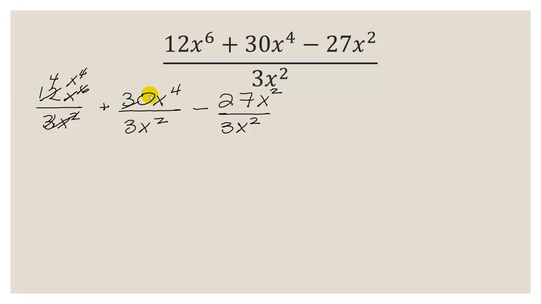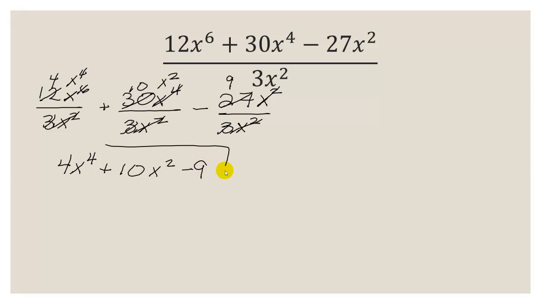Similarly, 30 divided by 3 is just 10, and x to the 4th divided by x squared leaves you with an x squared on top. For this last one, 27 divided by 3, that's just 9. And x squared divided by x squared just gives you 1. The x's cancel out completely. Let's rewrite that so it's a little bit neater. And we get 4x to the 4th plus 10x squared minus 9. And that's our final answer.